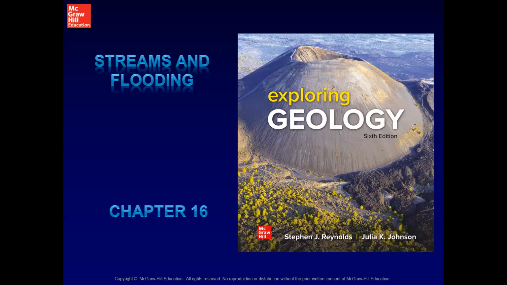This is Chapter 16, Lecture 1, Streams and Flooding. Our goals for this chapter include to better understand the processes associated with streams, such as erosion and deposition of sediments. We will also look at the different features of streams, which include meanders, floodplains, and deltas. And then we'll investigate the importance of streams to society in terms of things like flooding.